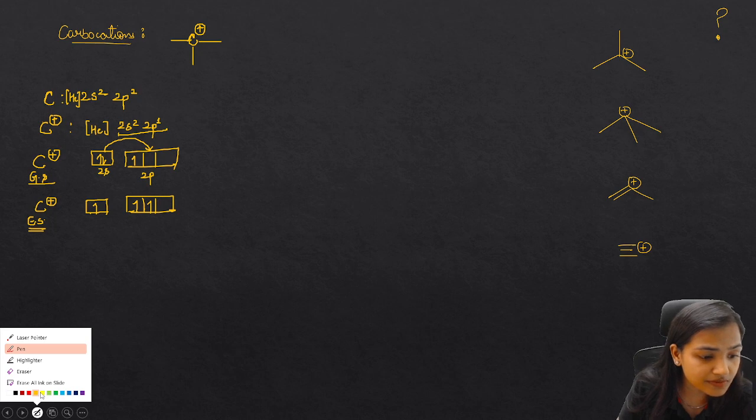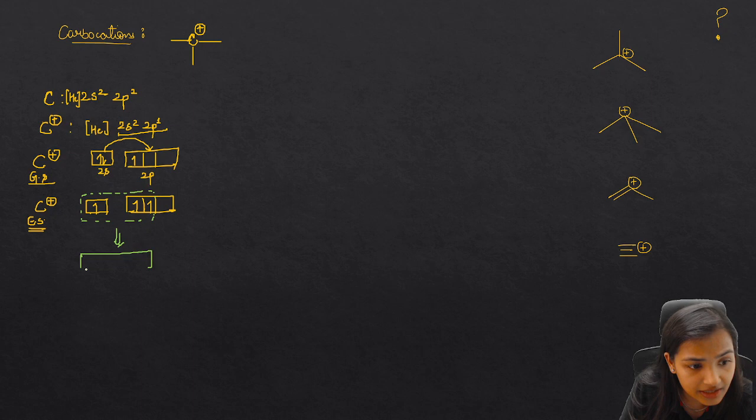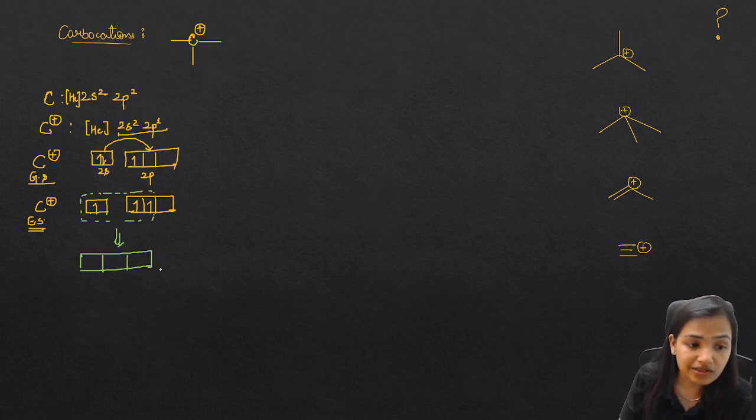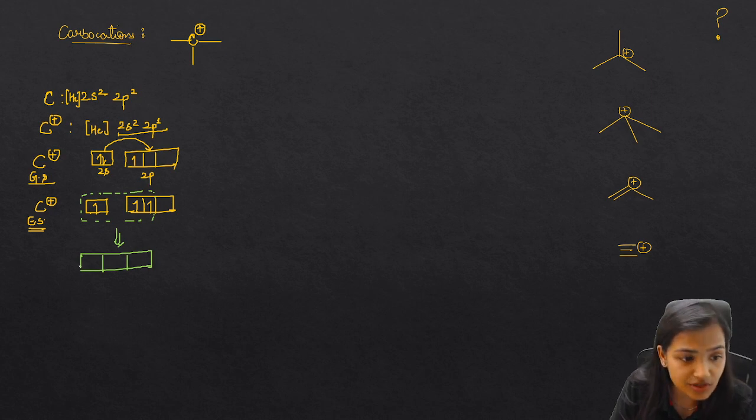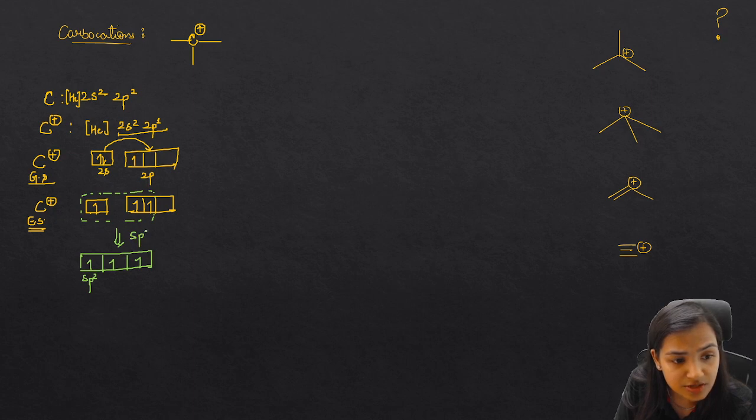There is a concept of hybridization. Only these 3 orbitals will undergo hybridization, and there will be an intermixing of orbitals. Since the intermixing of orbitals occurs, they will redistribute their energy. Ultimately we will have 3 orbitals of the same energy, and these are called sp2 hybrid orbitals. So the hybridization is sp2.